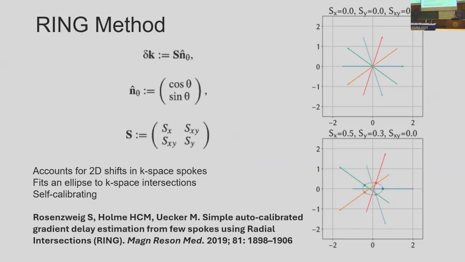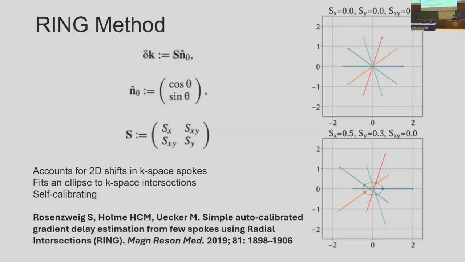The shift in K-space for each point is defined as a vector that is a function of the sampling angle and this shift matrix S. The way you solve for this matrix is by fitting the model to the intersections between orthogonal K-space spokes, where the intersection is the point where the two spokes are approximately equivalent. This is a self-calibrating approach, and it works very well in 2D.